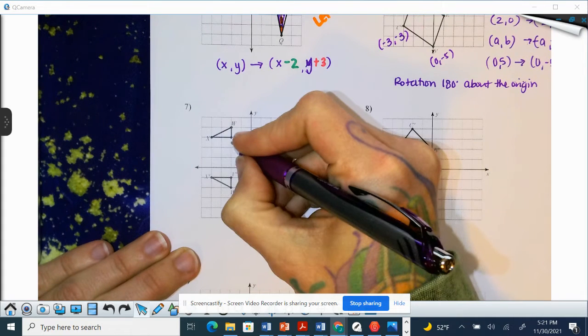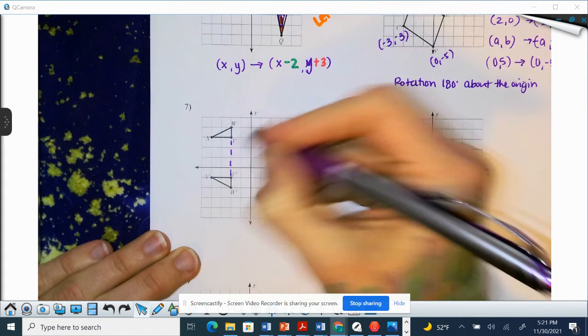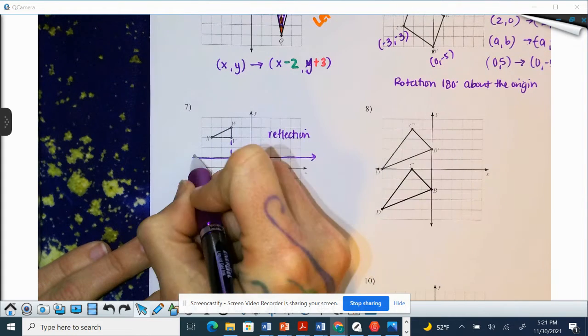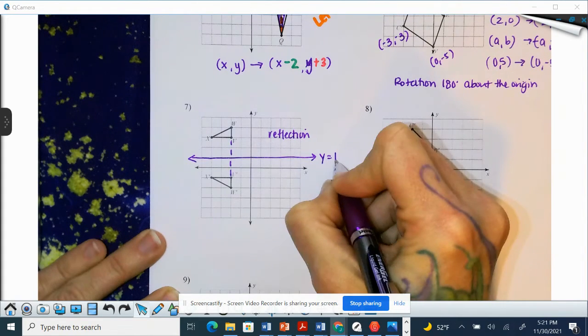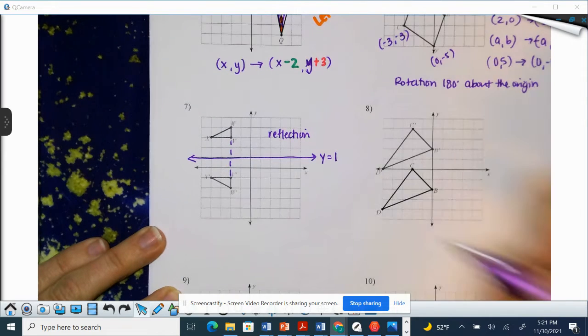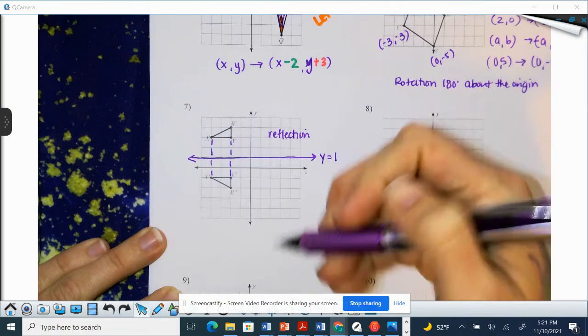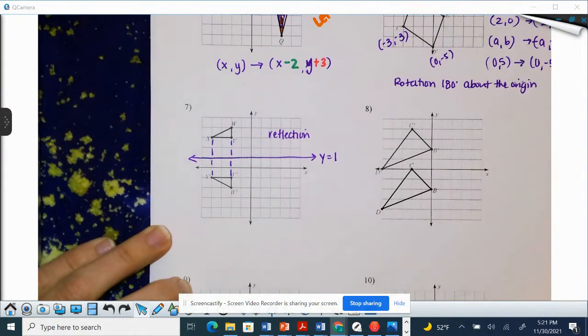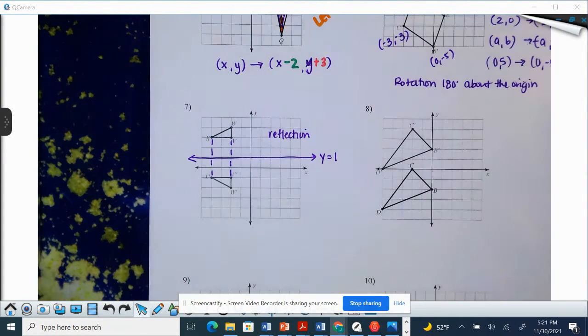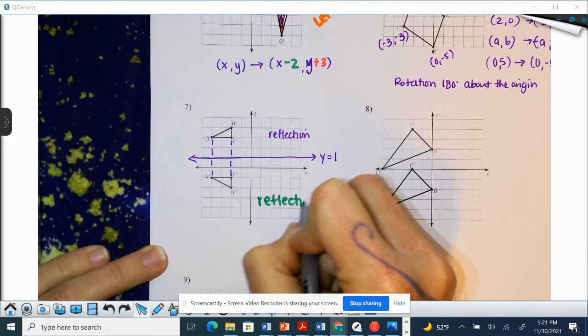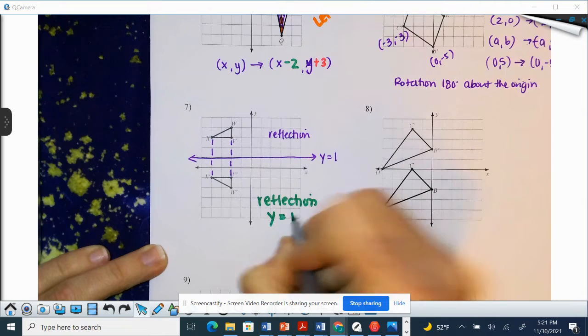That would mean that all these points would have to mirror over. So V is 2 away, V prime is 2 away. So it's 4 total, and the middle of that is going to be Y equals 1. And then W is 3 away, 3 away. And then X is 2 away and 2 away. So it does appear that that would be a reflection across Y equals 1. So reflection, Y equals 1.